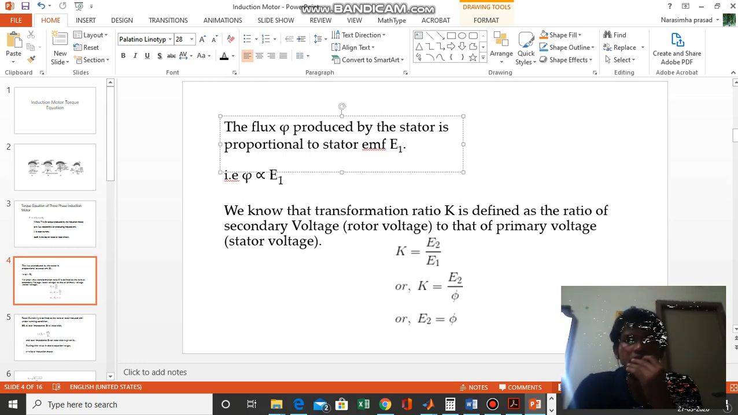So K is equal to E2 by phi, where E2 is the EMF induced in the rotor and phi is the flux produced, that is the rotating magnetic field, and this rotating magnetic field appears in the air gap between the stator and rotor. Air gap means the gap between the stator and rotor. So this flux phi is the rotating magnetic flux. So E2 is proportional to flux phi.